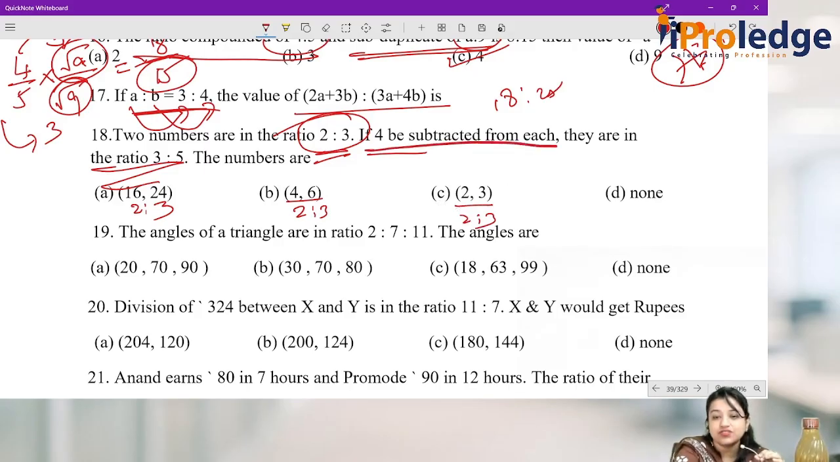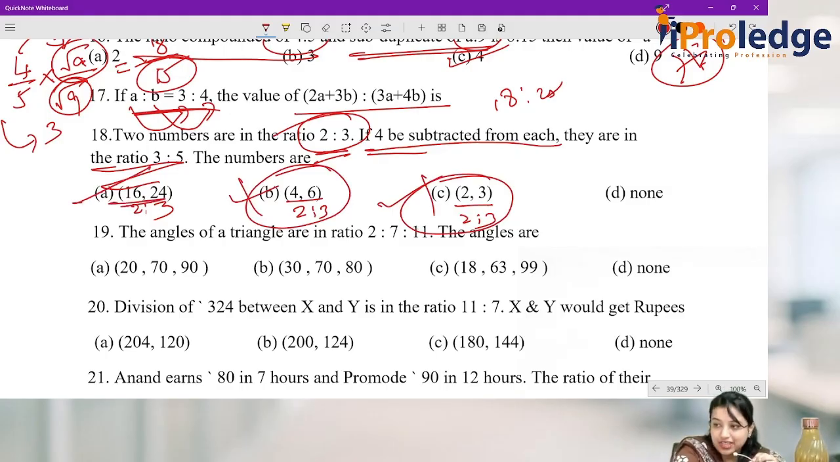Second, can we subtract 4 here? So two options are wrong. So 4 should be subtracted from option E. If we subtract 4, the reduced number will be in the form of 3:5. Okay, so if we subtract 4 we get 12:20. Reducing, 4 3s are 12, 4 5s are 20.